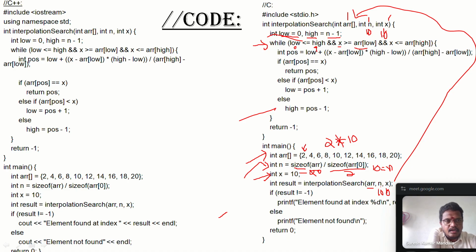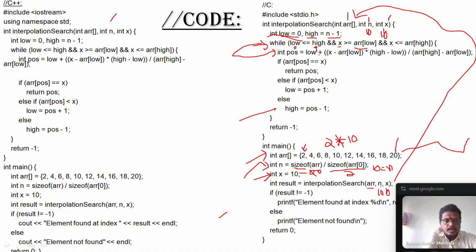And here x is 10. 10 is less than the arr of high, meaning the arr of high value. What is the value we are having? 20. So x, the target value, is 10, and 10 is less than the arr of high, which is 20. So the condition is true. When all the conditions are true, the control goes to the next line to identify the position.